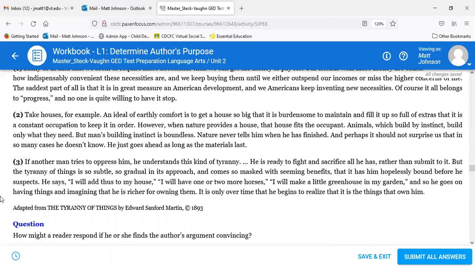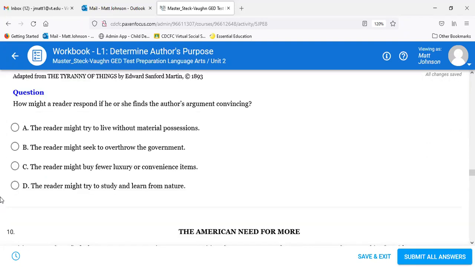Okay, and number 9, Sasha Gay, you want to read number 9? How might a reader respond if he or she finds the author's argument convincing? A, the reader might try to live without material possessions. B, the reader might seek to overthrow the government. C, the reader might buy fewer luxury and convenience items. And D, the reader might try to study and learn from nature. C. Yep. Is it C? Yeah, C is the answer there, number 9.